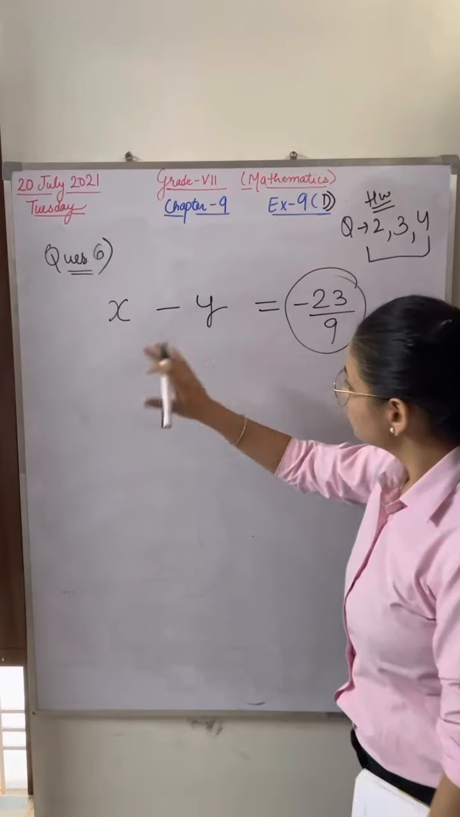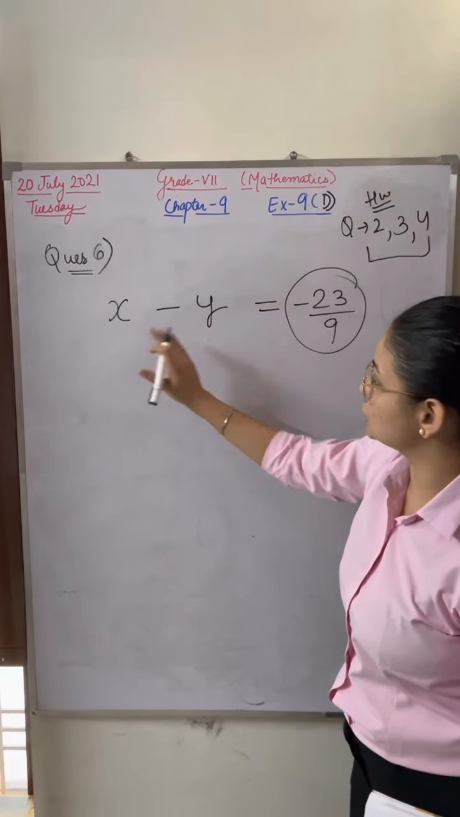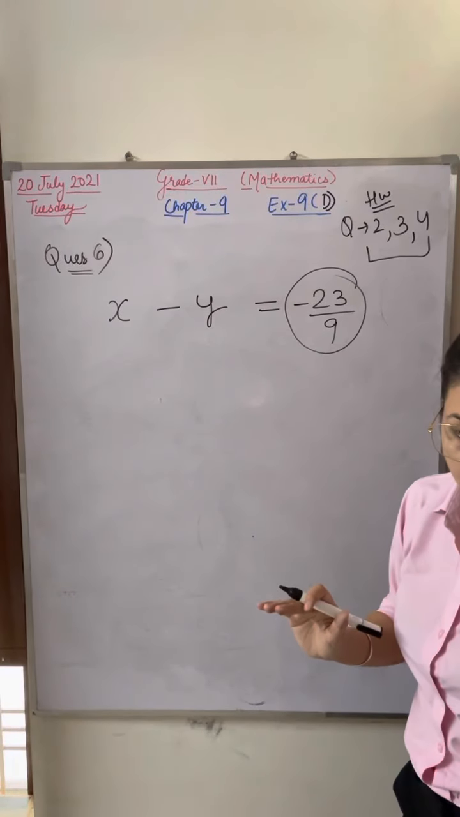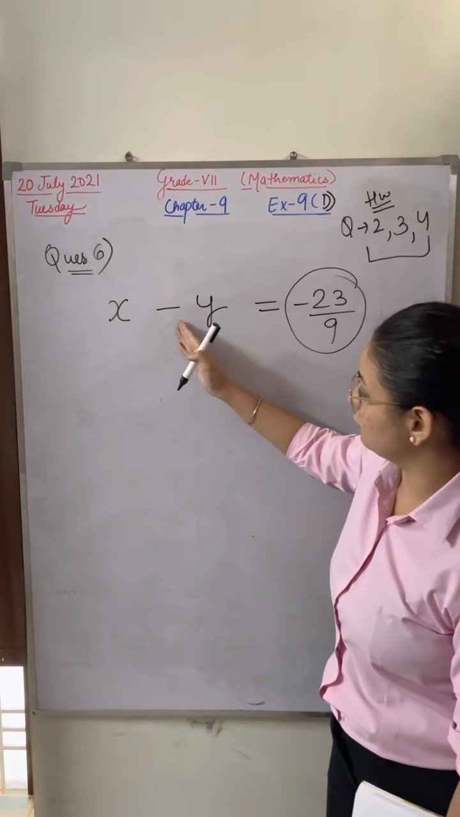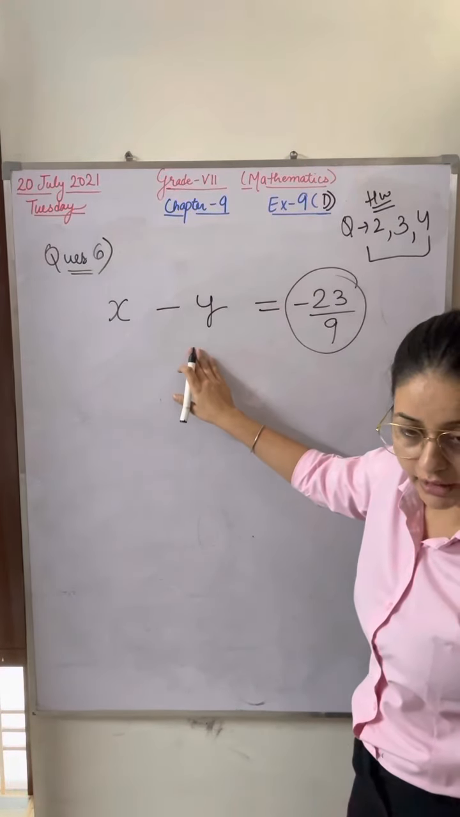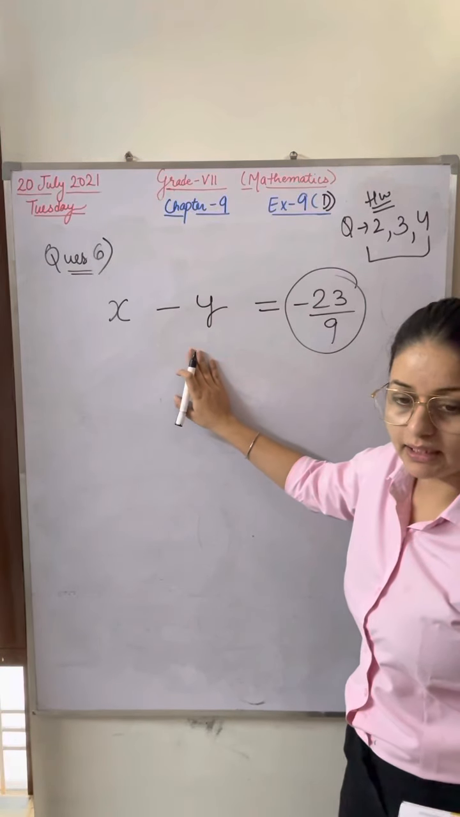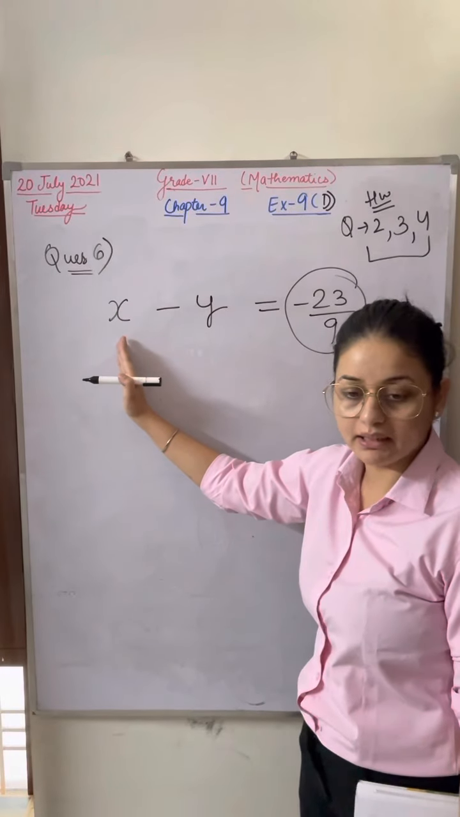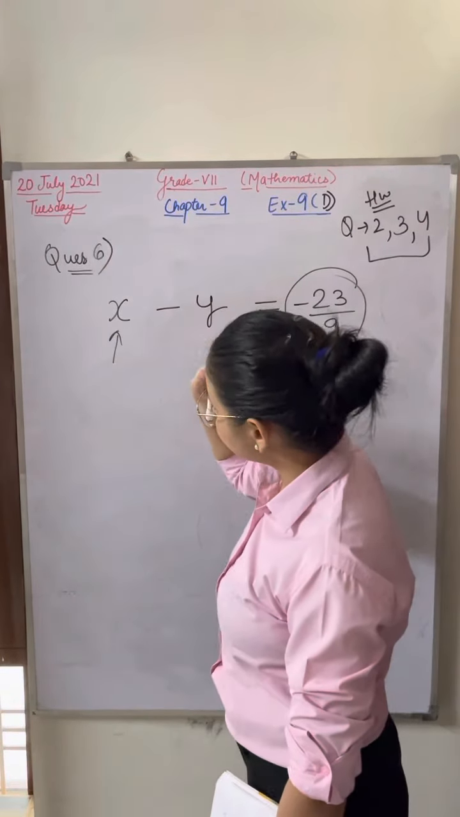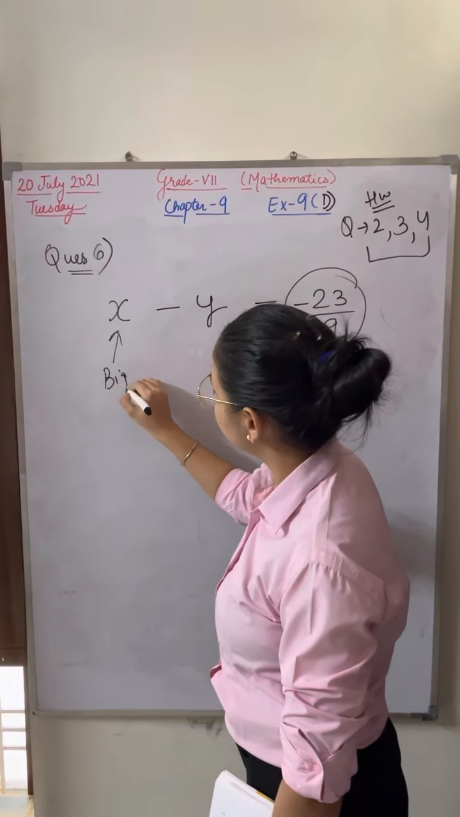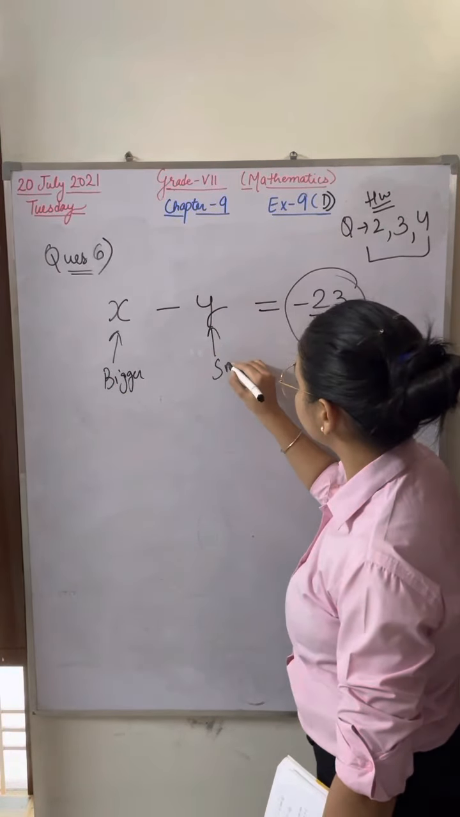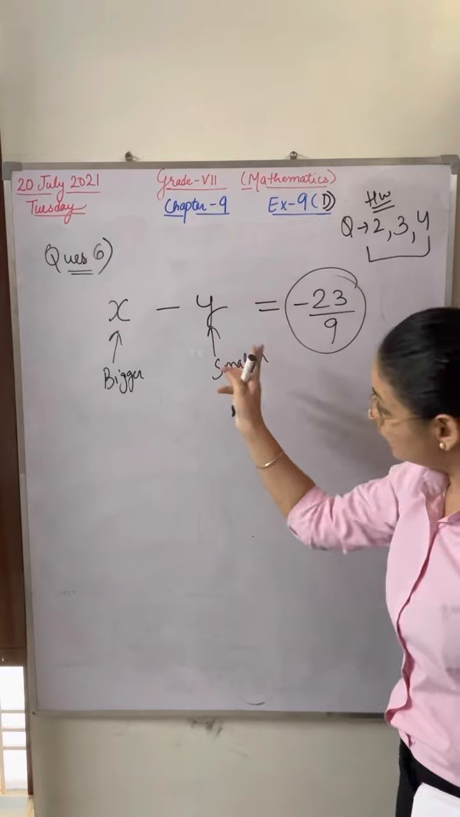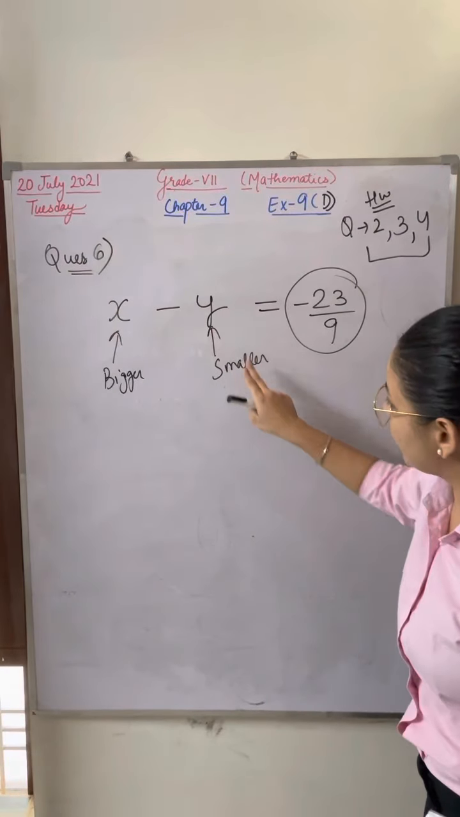Now, please tell me, out of x and y, which will be the smaller? The number which we are subtracting from any number will be the smaller. Very good, Rushil, the correct answer. And the number from which we are subtracting the other number will be the bigger. So always keep one thing in mind. This will be the bigger number and this will be the smaller number. Now they're saying x is bigger, y is smaller.